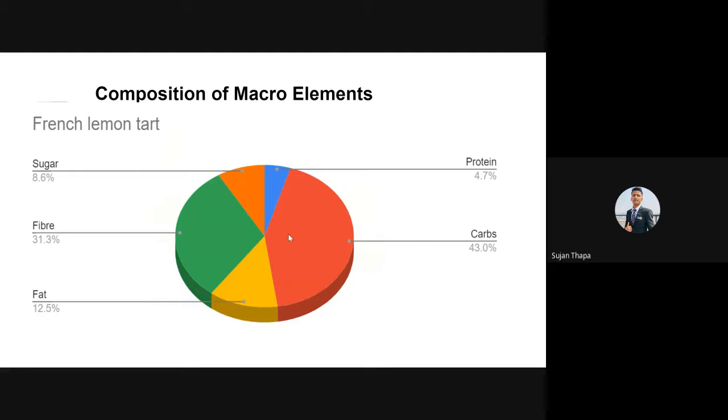So, the composition of macroelements in the lemon tart. We showed a pie chart so that the viewer will easily understand. And as you can see, the content of carbs is higher out of the total macroelements, and the content of protein is 4.7% out of total macroelements. Next slide, please.